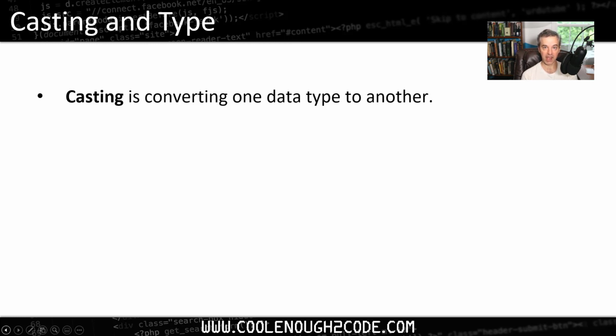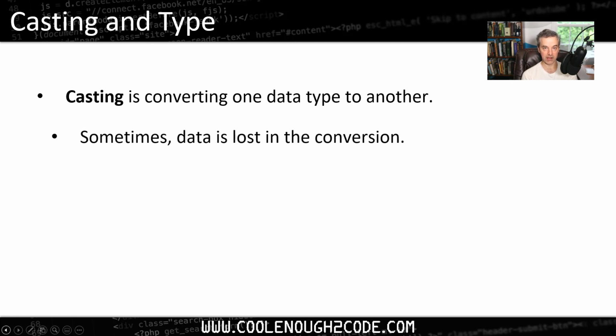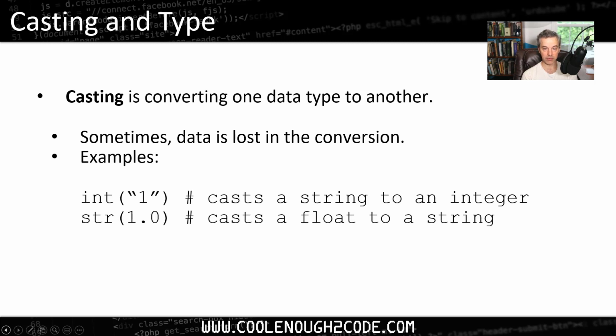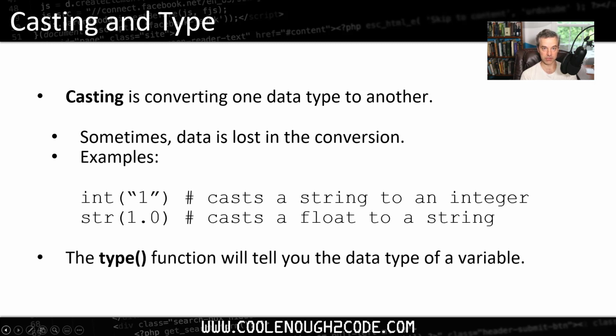And we talked about casting and types. And remember, casting is the ability to convert from one data type to another. And sometimes you might end up losing data on that conversion, such as going from a floating point number to an integer. And we also talked about the type function, which shows you the kind of data that you're dealing with in a particular variable.